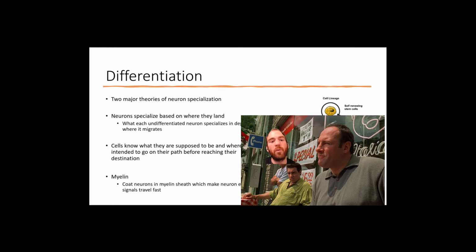Versus cells know where they're going, they have a roadmap, they're getting there, they have a destination, and they have a goal in mind. Myelin coats neurons in myelin sheaths, which makes neuron electrical signals travel fast.